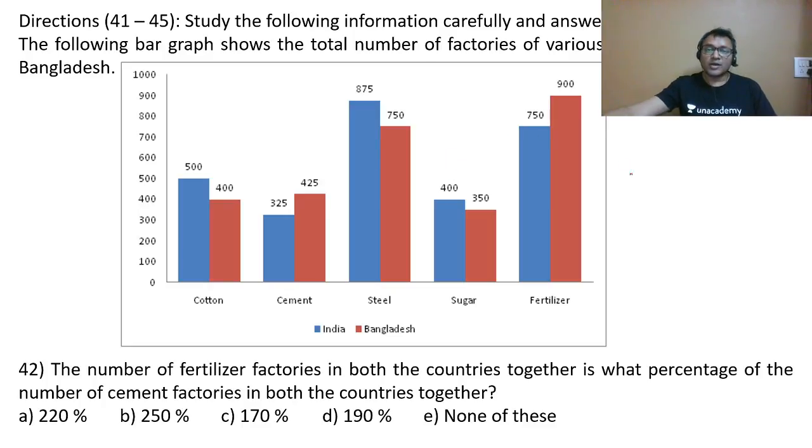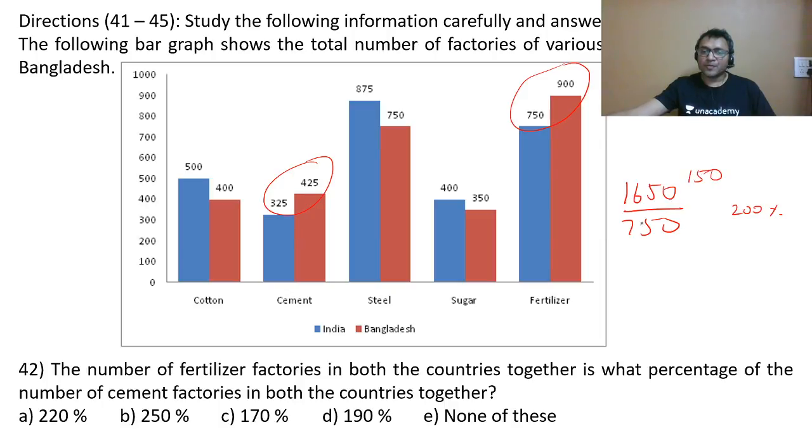Yeah, so if I look at it, it is 1650 upon 750. So total here is 1650, total here is 750. If you look at, 100% is 750, 200% is 1500. So what is left is 150. And now 10% is 75, 20% is 150. You can make out the answer will be 220 percentage.